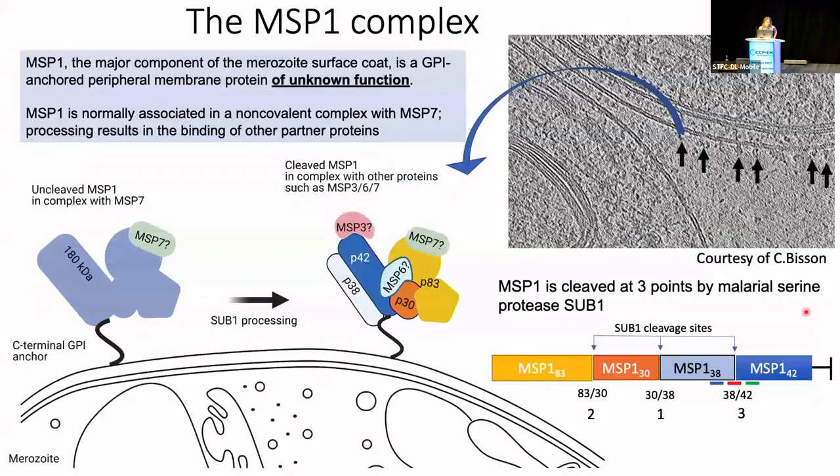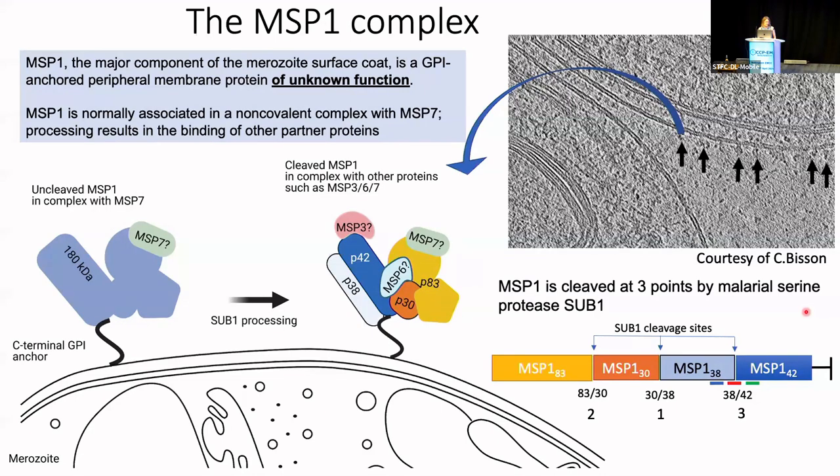So MSP1 is a complex. It is a GPI-anchored protein, which is what ensures it's tethered to the merozoite surface membrane, and it's still of unknown function. It's normally associated in complex on the surface with another merozoite surface protein known as MSP7. Upon initiation of egress, it's processed by a malarial serine protease known as SUB1.